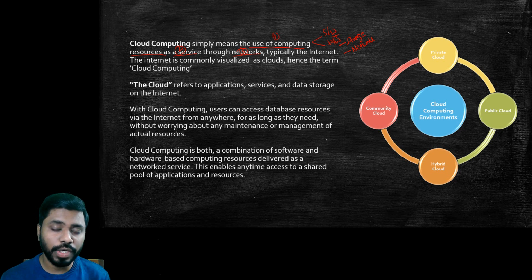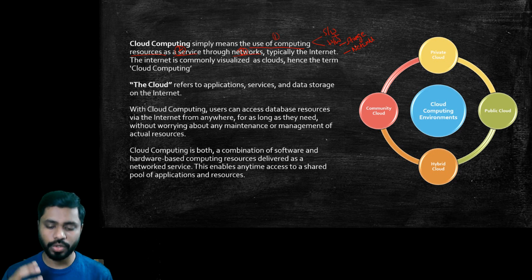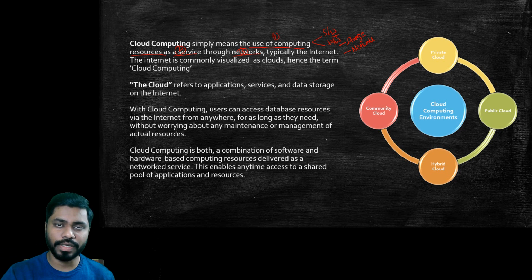Now, how are we using them as a service? That means we are not buying them outright. We are using them as a service. On a periodical basis, we pay a certain amount and then consume the services. How are we accessing them? Through networks, typically the internet. So using the internet, you are accessing certain software or utilizing some hardware resources, which is called cloud computing.